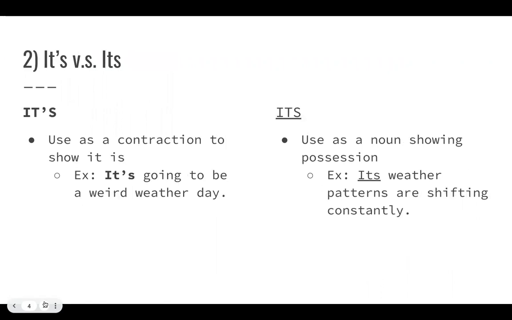It's versus its. It's with an apostrophe is used as a contraction to show something is... it is. For example, it's going to be a weird weather day could also be written, it is going to be a weird weather day.